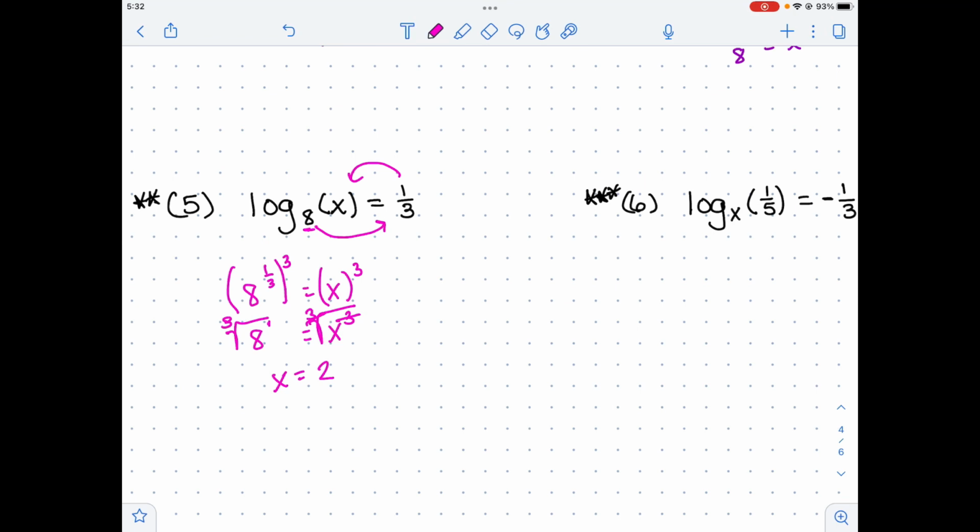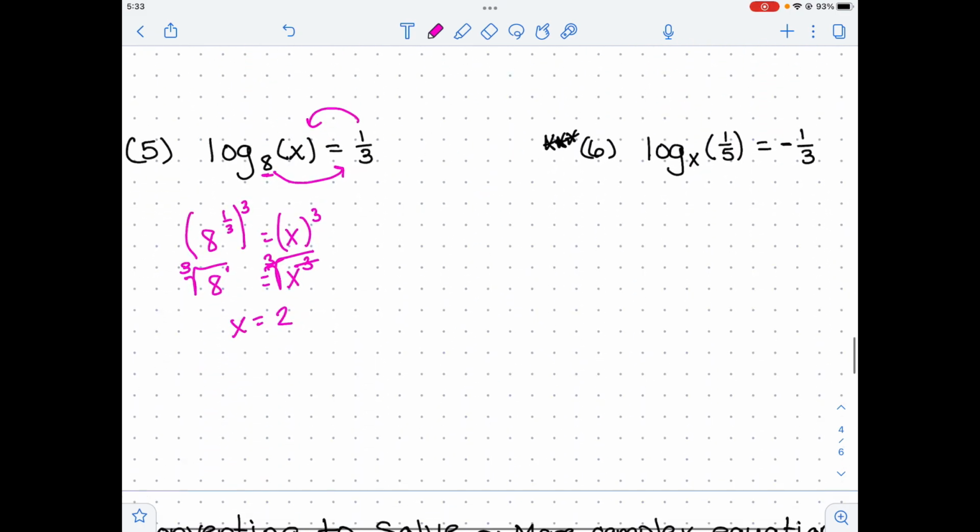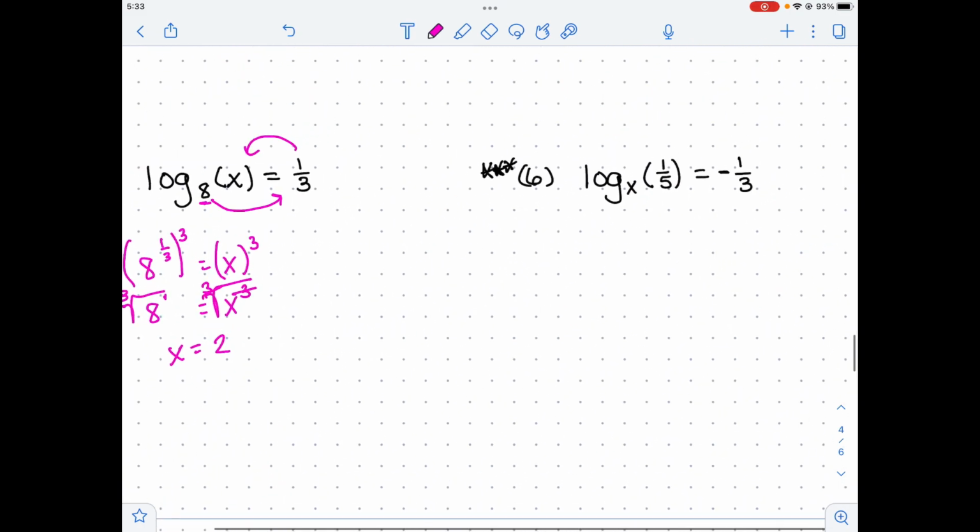A couple ways to think about that. Also think about 8 to the 3rd, just looking from the get-go like a cube root, and you could have avoided that as well. All right, so let's look at this next one. We have a log base x of 1/5, and it equals a negative 1/3, which means it's going to be raised to something negative. So we're going to have a base raised to negative 1/3 and go to 1/5.